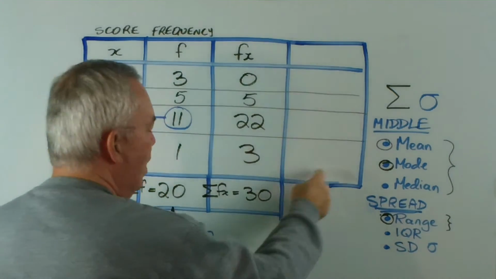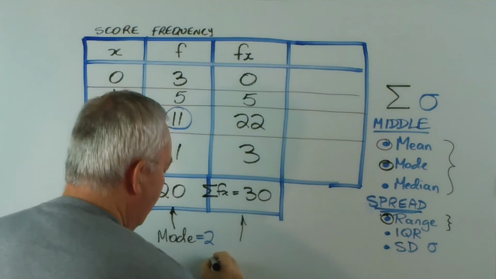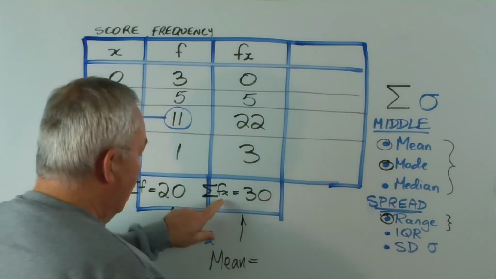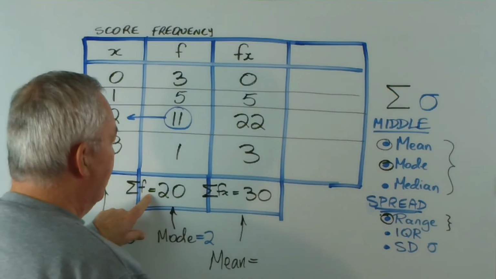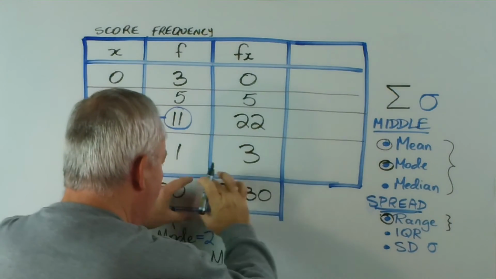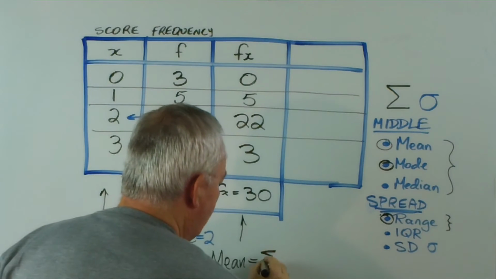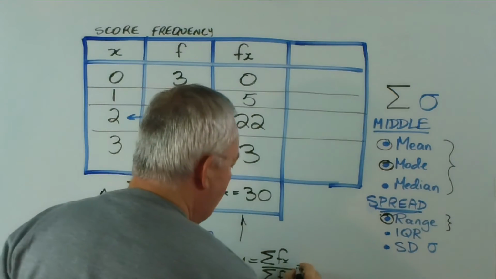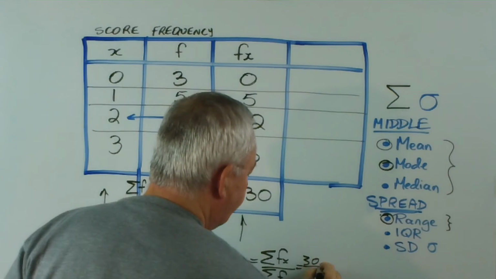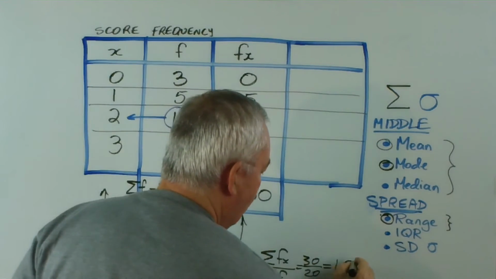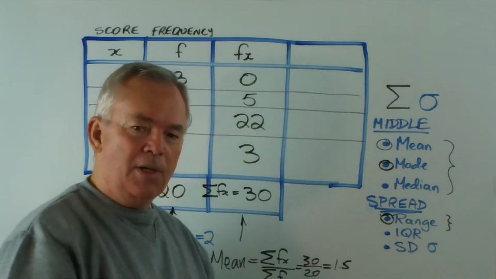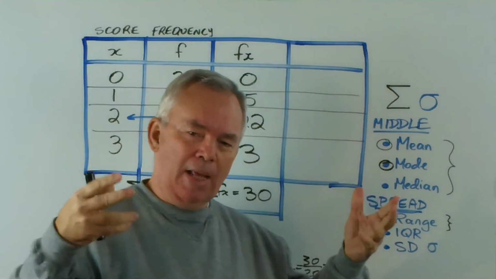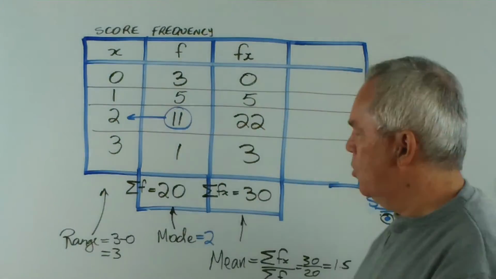What is the mean number of pets? Well, the mean is always easy to work out because statistically we divide this total by that total. Once you've got the totals, this is all we're interested in for the mean. We add up the fx column and we add up the f column and divide them. We get 30 divided by 20, which is 1.5 pets. And we would say in common language, on average, the children have 1.5 pets each.